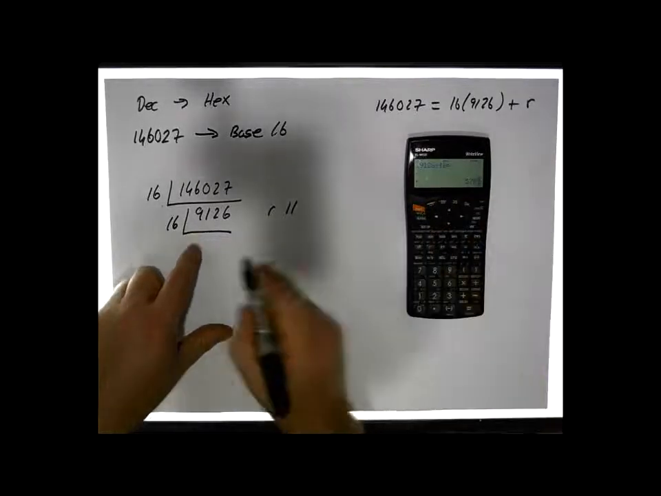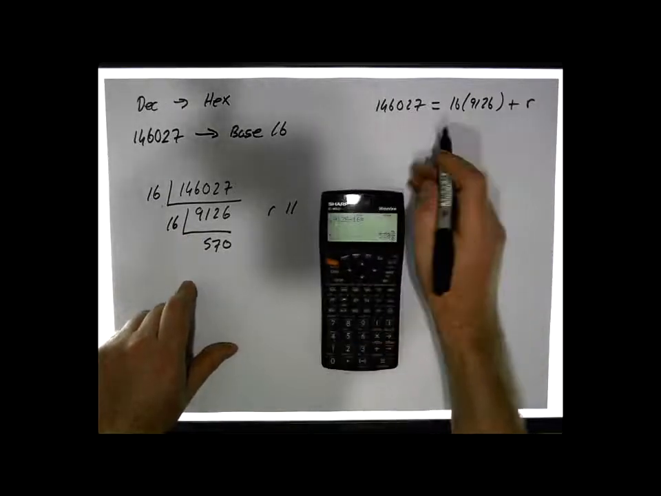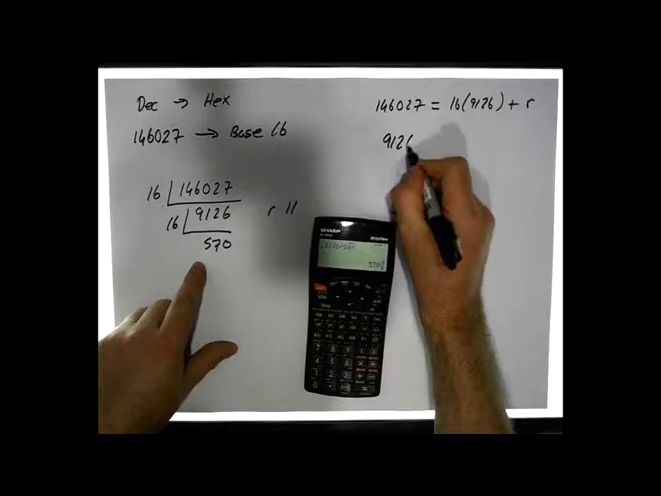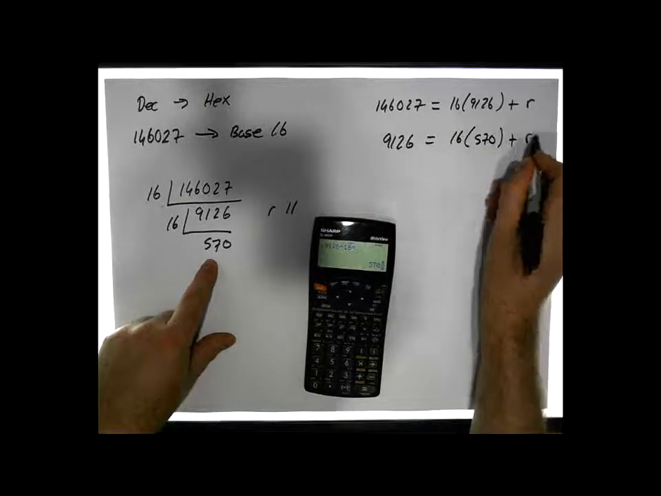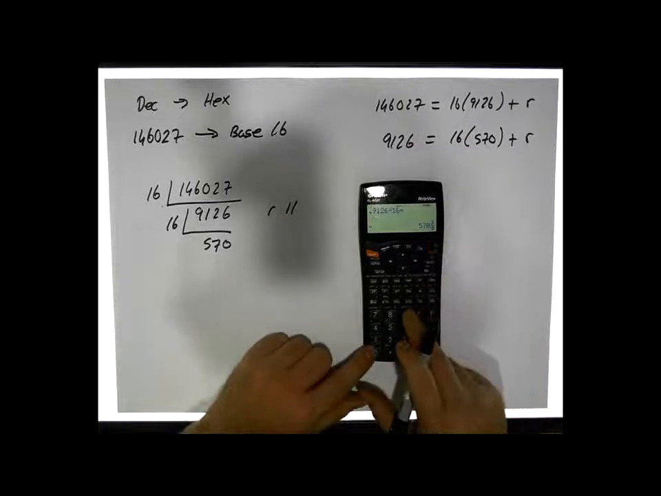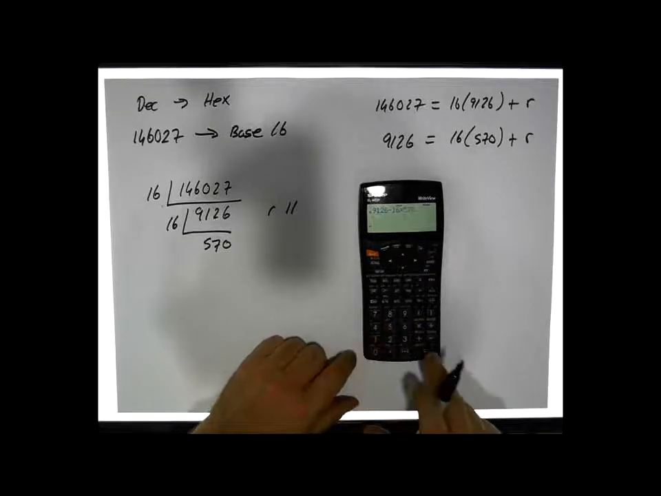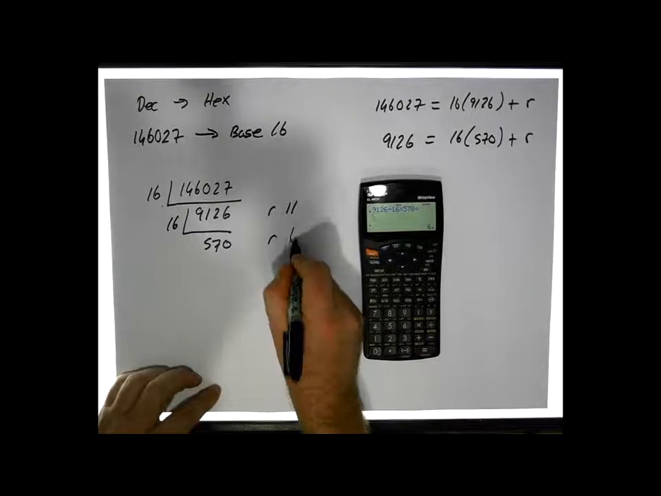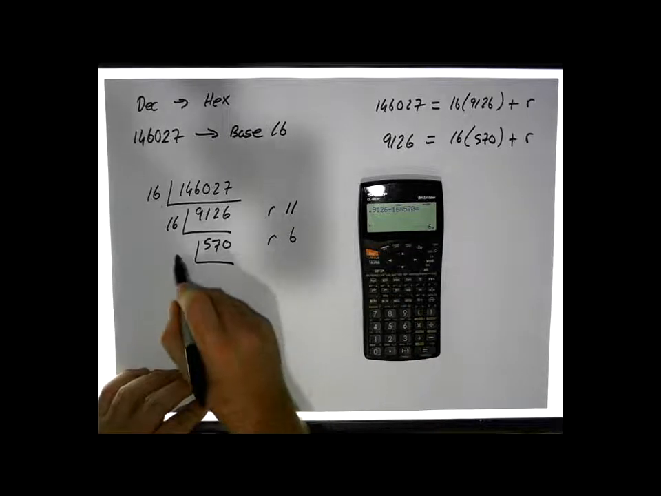It goes 570 times. What's the remainder? Well, 9126 must be equal to 16 times 570 plus a remainder. So we take this away from that. 9126 minus 16 times 570 gives us a value of 6. So the remainder is 6. And we continue. We're continuing to divide this by 16.